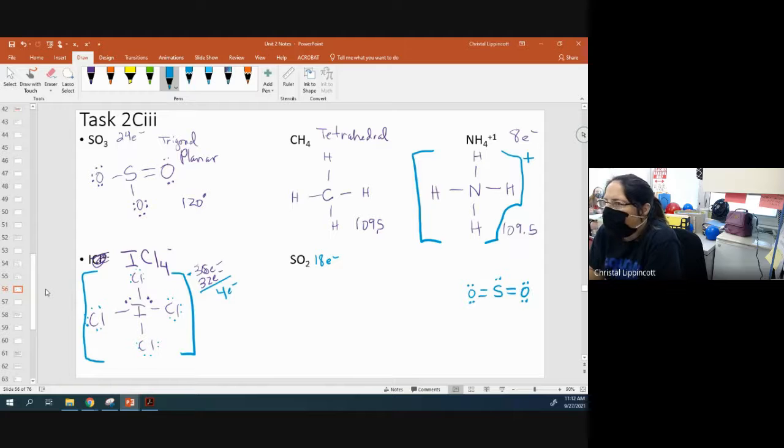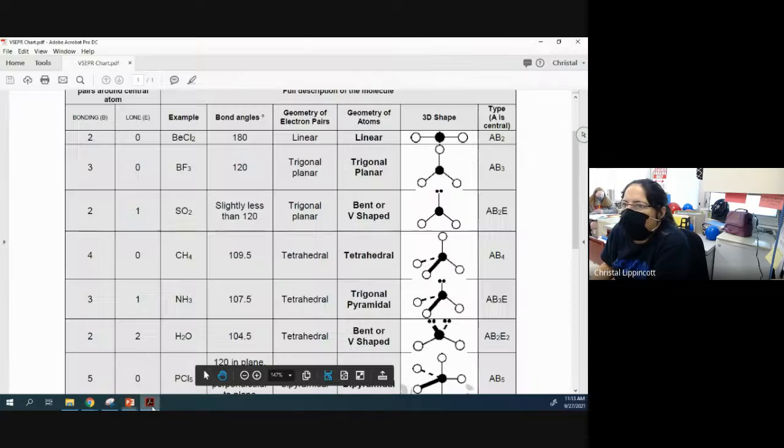Sulfur can have an expanded octet. Yes, sir. Oxygen can't, but sulfur can expand its octet. So if we're looking at geometry here, then we've got 2 atoms and 1 lone pair. So what does that make that? Bent, and its angle is slightly less than 120.